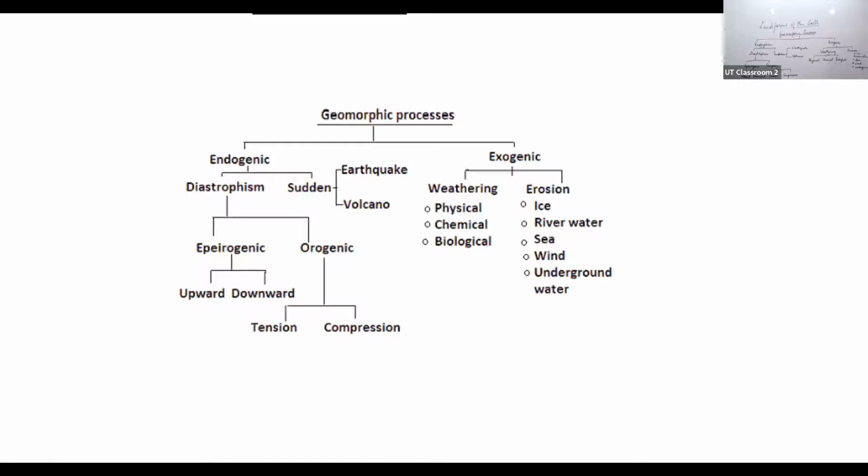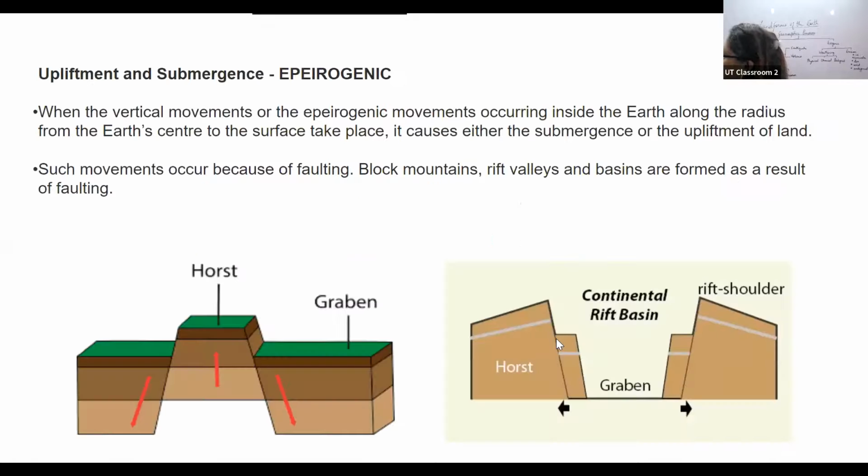So now we look at each one separately, okay? So first you have endogenic. Under endogenic, you have diastrophism and sudden. Under diastrophism, you have epeirogenic and orogenic. Epeirogenic are what movements? Upward, downward movements. Orogenic are tension, compression. Okay, and here you have weathering and erosion.